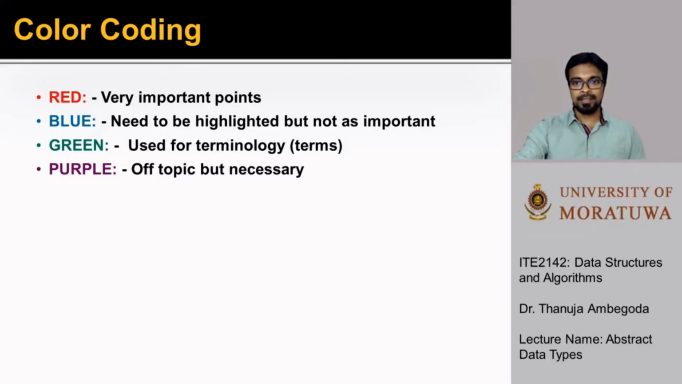Before we begin, this is the color coding that we use for the whole lecture, actually for the whole series of lectures. In red, we have highlighted the most important points, and then blue, green, and purple in order of decreasing importance, with purple being actually off topic but necessary.